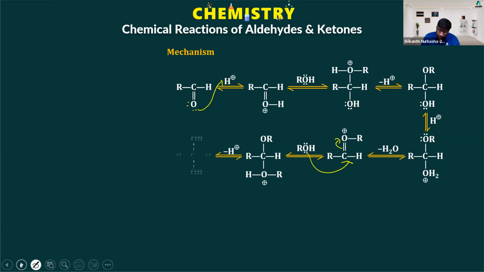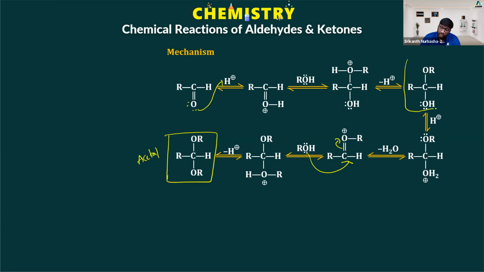Ultimately, loss of H plus occurs to form RCH(OR)2. This is nothing but your acetal. And this is nothing but your hemiacetal. It is the same mechanism: electrophilicity increased, and then the alcohol acting as a nucleophile attacks the electrophilic center. Repeating the same steps again generates the acetal from the hemiacetal.